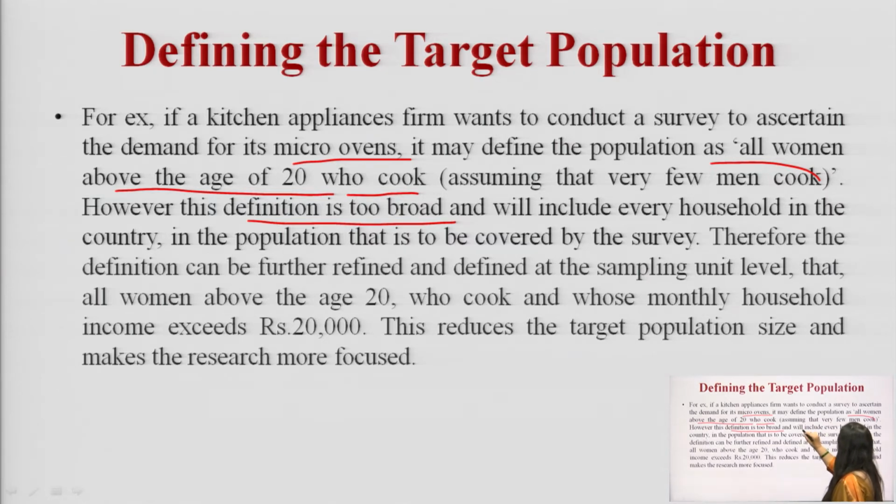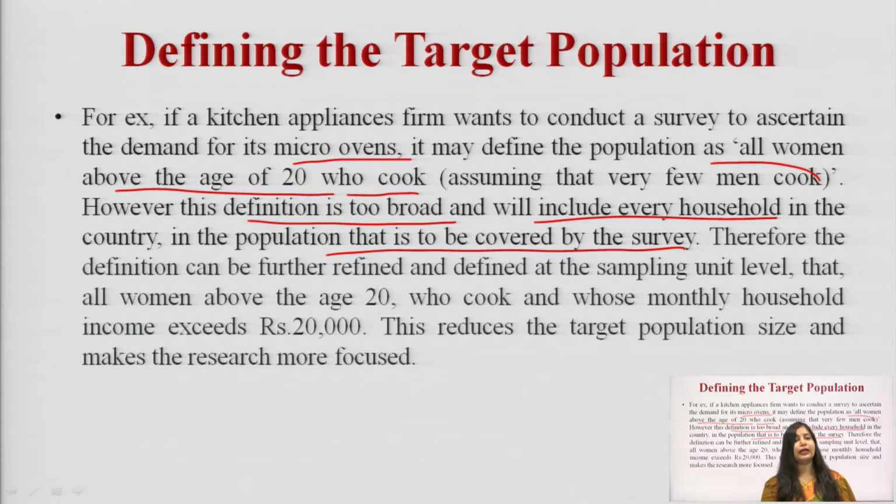So what we can do, because it will include every household in the country, the population to be covered for the survey, and this population will become very large. So what they can do, they can add one more criterion.